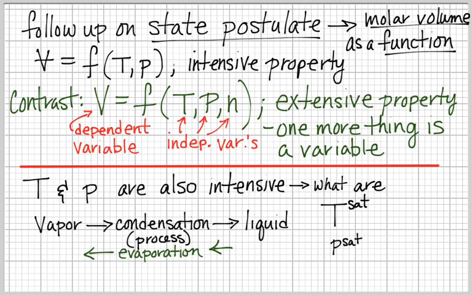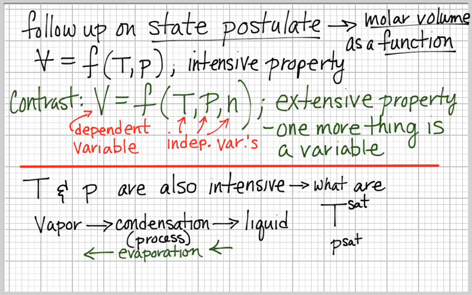So if I go from vapor to liquid in a process, in thermodynamics, process is another key word. This is language. Condensation is a process where I go from a vapor to a liquid. And we know that the opposite of that is evaporation, where I go from a liquid to a vapor. Both of these processes occur at a saturation state, somewhere on a boundary between phases.